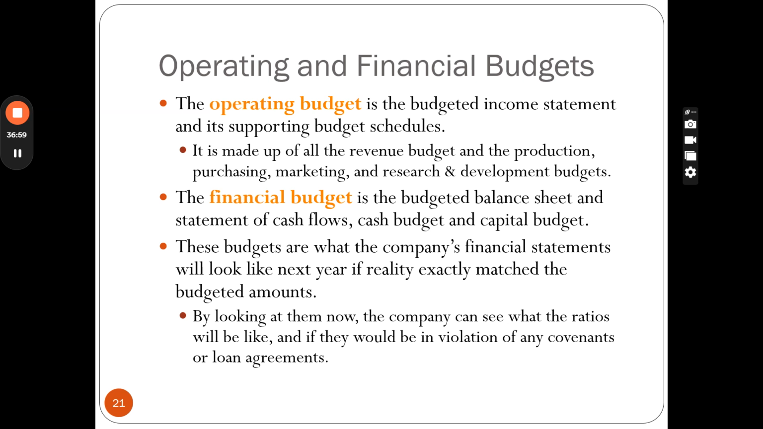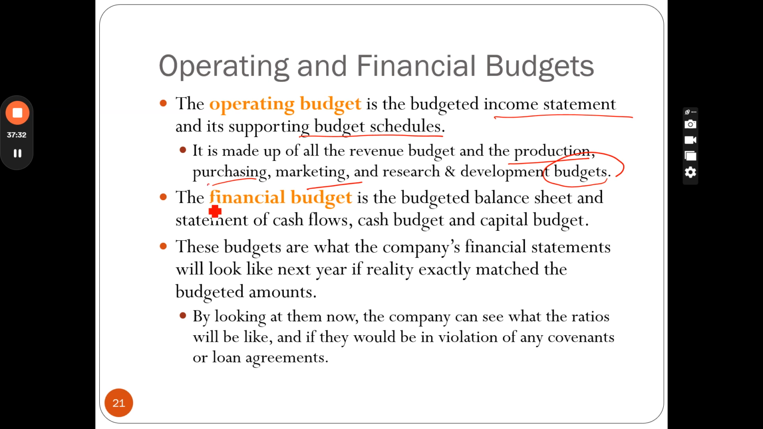So what we prepared till now is the operating budget. The operating budget is the budgeted income statement and its supporting budget schedules. So we now have a budgeted income statement, and also the supporting schedules showing how we are going to get this income statement. It is made up of the revenue budget and the production, purchasing, marketing, research and development budgets we considered, and we got the income statement.